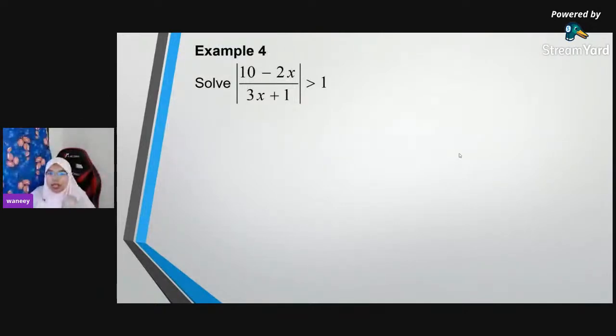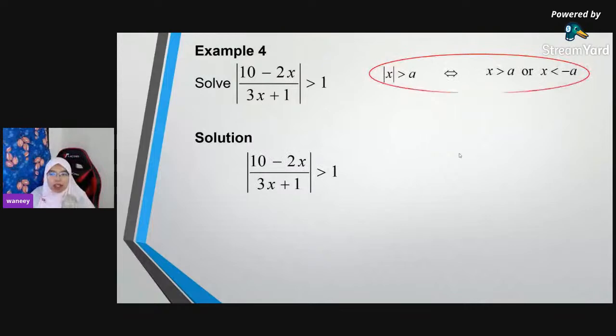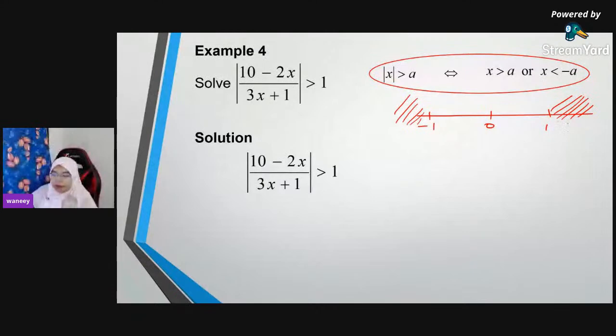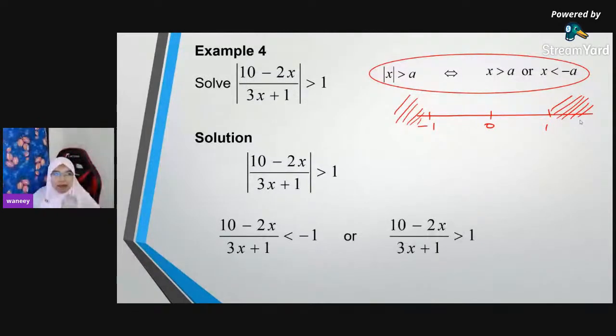Okay, so let us open the absolute value sign first. Be very careful. Okay, so absolute value of x greater than a. So this one is 0, this one is 1, this one is negative 1. Greater than 1, so it simply means on the right hand side here or on the left hand side here. So this is x less than negative a, x greater than a. So when we separate them, we are going to get 10 minus 2x over 3x plus 1 less than negative 1, or 10 minus 2x over 3x plus 1 greater than 1.